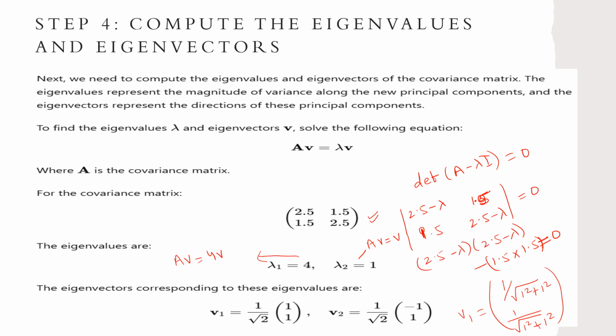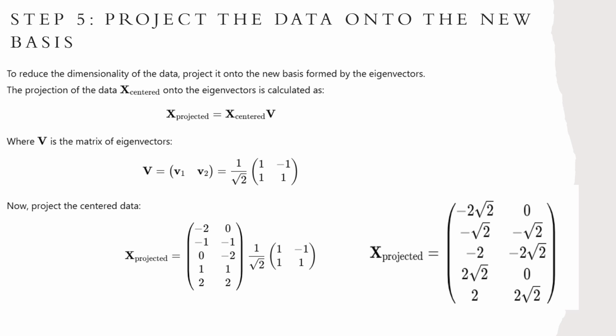So the steps so far: you need to plot the data, then center the data. After centering the data, you need to calculate the covariance matrix. From the covariance matrix, you need to calculate the eigenvalues and the eigenvectors. Then you need to convert your eigenvectors into unit vectors. After that, you need to arrange your vectors according to the highest eigenvalue to the lowest eigenvalue.